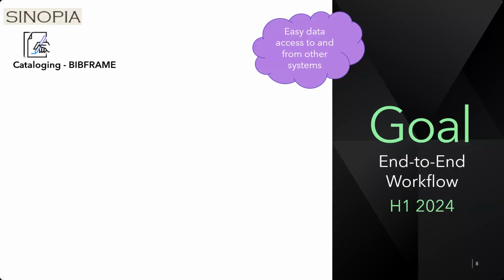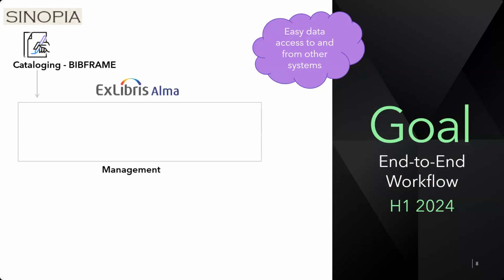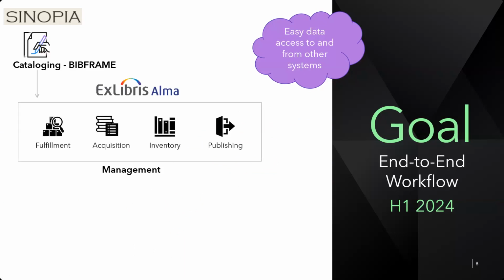So as I mentioned before, we'd be cataloging in an external open source platform called Sinopia, where our records are integrated. We have an integration with the APIs that we've done with Sinopia. I'd like to thank Sinopia and members for their assistance. Our users can catalog, and they have a button that says send to catalog, and the records are seamlessly sent to Alma. There they can use the BibFrame records in all the different workflows, whether it's fulfillment, acquisition, inventory, or publishing.